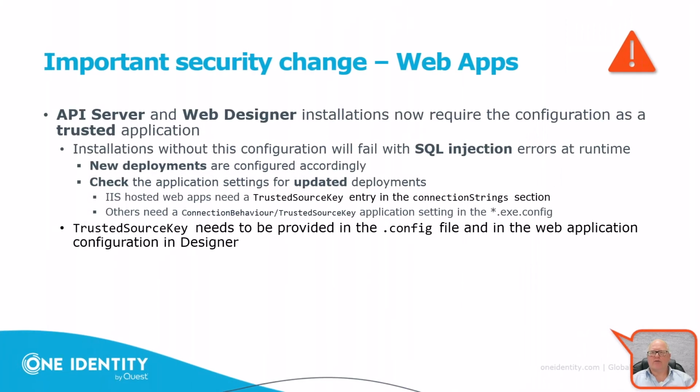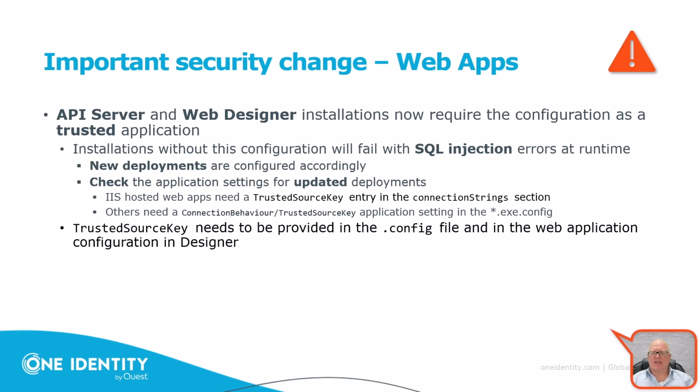As you can see here, for the API server and the web server there is some more security as well. The idea here is to prohibit SQL injection as well as possible, and therefore it is now necessary to use, together with the API server or the Web Designer, the configuration as a trusted application. This is set automatically during the installation, that means the upgrade, but for all who want to double check or want to configure their system on their own, there are some places where you can have a look.